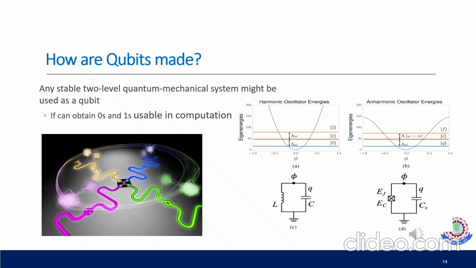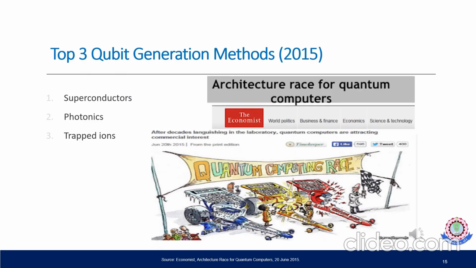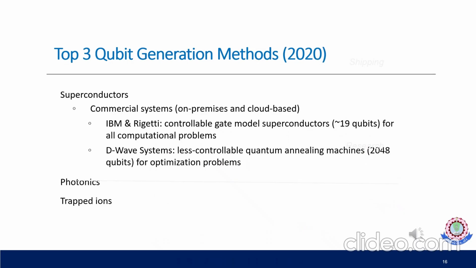So qubits are made up of two-level mechanical systems, ones and zeros. This is termed as harmonic oscillatory energies and anharmonic oscillatory energies, which reveal synchronous and asynchronous states. The top three qubit generation methods are superconductors, photonics, and trapped ions. Commercial systems, on-premise and cloud-based, include IBM and Rigetti, controlled gate model supercomputers, and D-Wave systems, the less controllable quantum annealer machines.